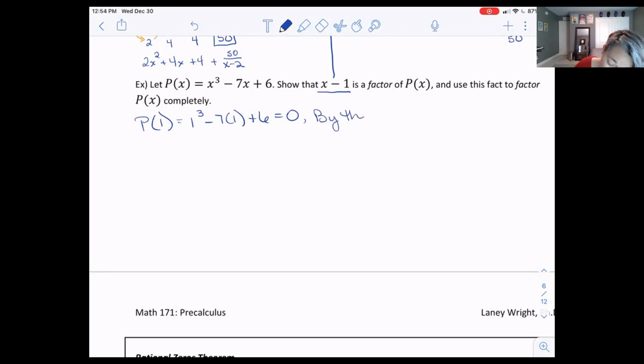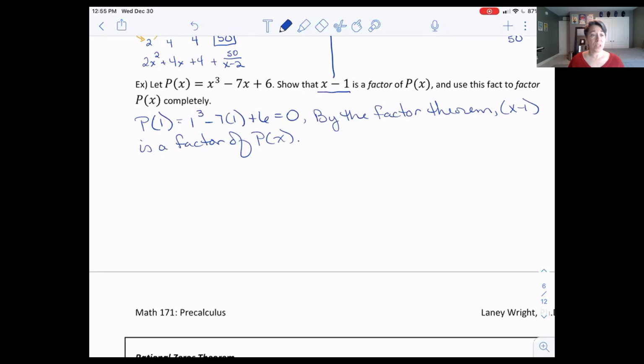So by the factor theorem, x minus 1 is a factor of the polynomial p of x. Now it says it wants us to use that fact in order to factor it completely. That's where the division, either synthetic or long division, comes in handy, because then we can just keep factoring those smaller pieces. So let's practice the synthetic only because it's faster.